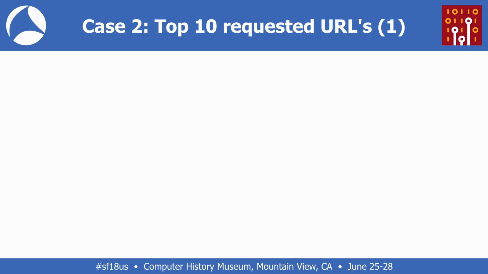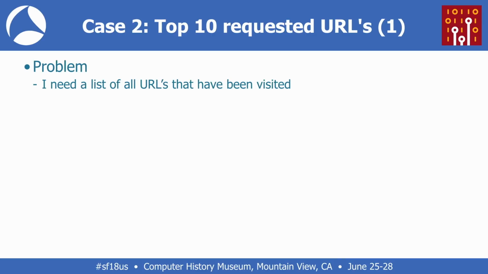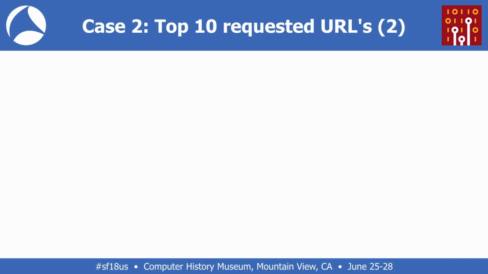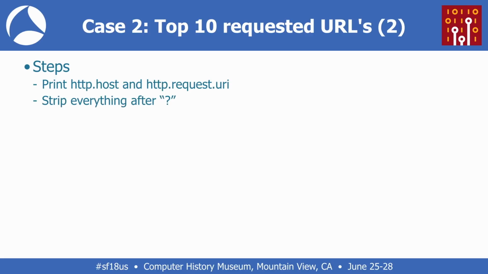So, case 2. I want to have the requested URLs and have a top 10 of that. Problem is, I need a list of URLs. And I want the output is a sorted list. And the input is, of course, again, an HTTP file. The steps I'm going to take is I'm going to print the HTTP host and the request URI. Okay, Wireshark now has a request full URI, so you don't need to do this, but this example will show you how to use sed to change the output to something that you need. So I kept it in here, even though it's not necessary anymore.